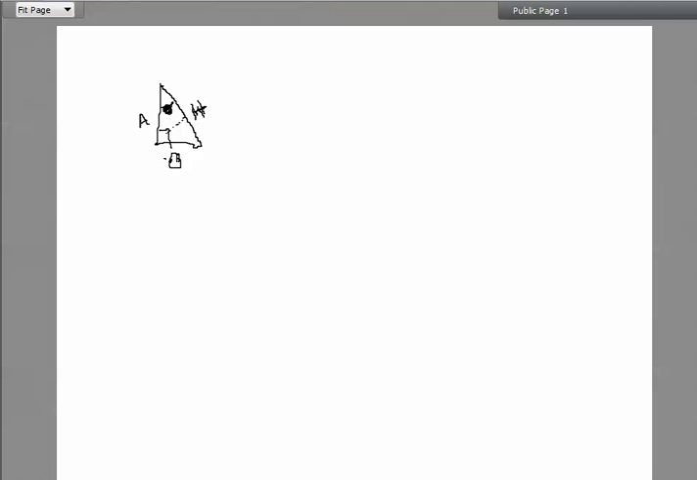And we're going to have three functions that we deal with: the sine function, the cosine function, and the tangent function. If I'm taking the sine of an angle, it's equal to the opposite side divided by the hypotenuse. The cosine of that angle is equal to the adjacent side divided by the hypotenuse. And the tangent of that angle is equal to the opposite divided by the adjacent.